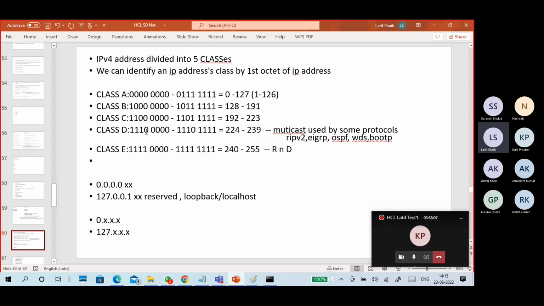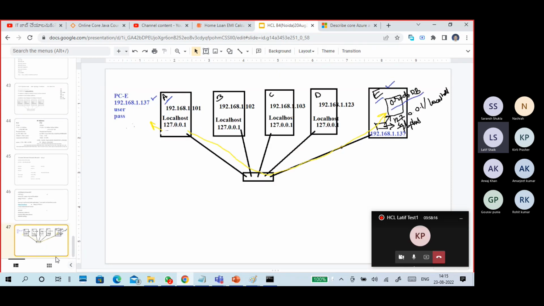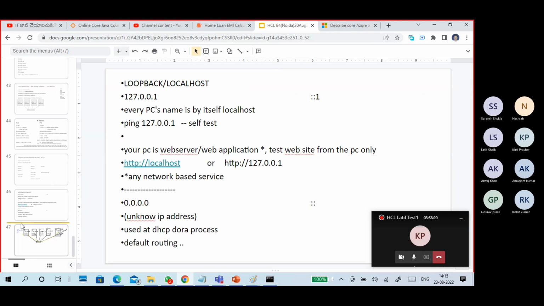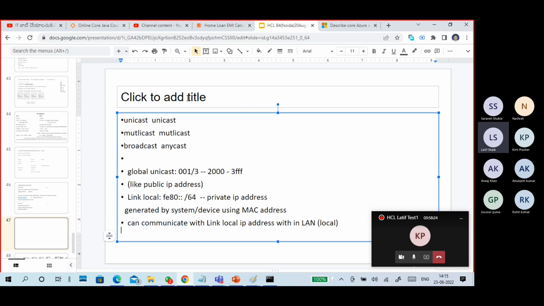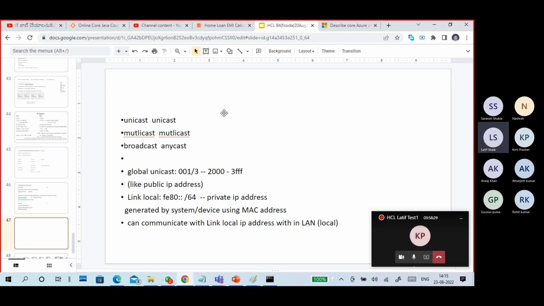Guys, I already shared this PPT. Compulsorily go through this part, IP address classes. Now the time is not enough, so that's why I'm not able to speak about it. Otherwise you can go through my previous videos also.